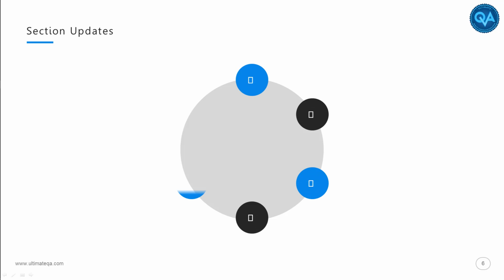I have some critical course updates for you. In October of 2016, Selenium WebDriver 3.0 came out, and that caused a lot of changes to be happening everywhere.